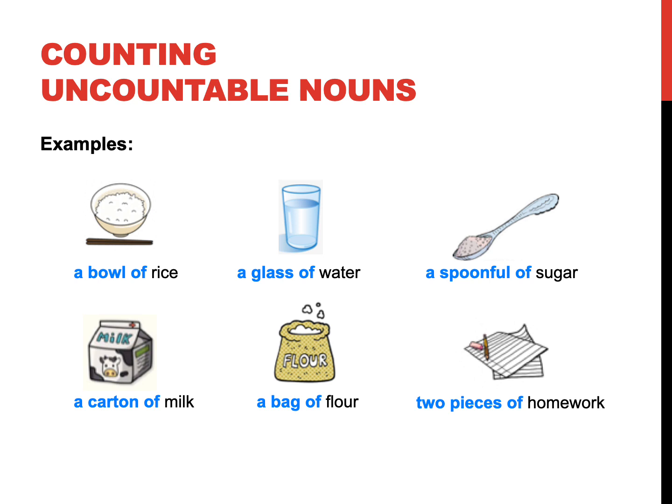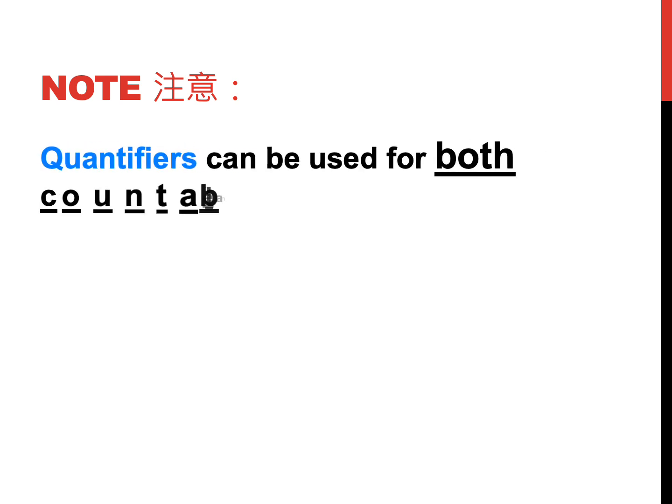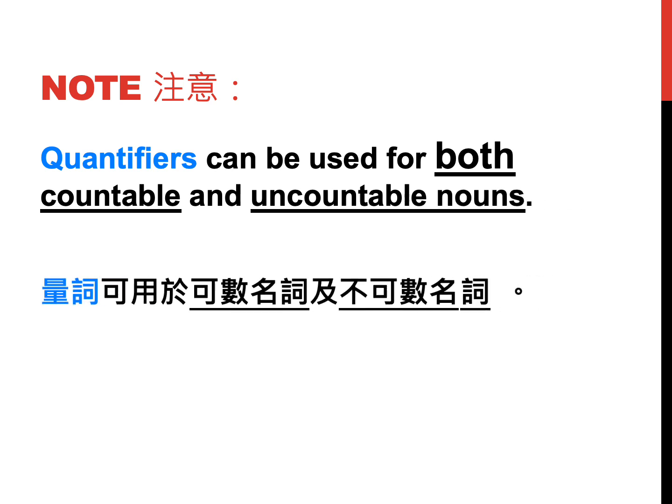2 pieces of homework. Yes, homework is uncountable. To count it, you need to put a quantifier piece before it. How many pieces of homework do you have today? But pay attention. Quantifiers can actually be used for both countable and uncountable nouns.